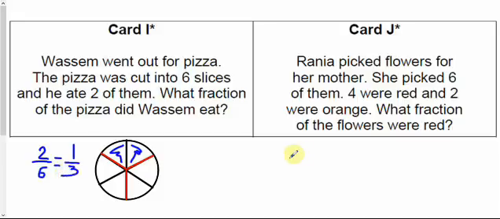And the same with letter J. Rania picked the flowers for her mother. She picked 6 of them, 4 were red and 2 were orange. What fraction of the flowers were red? She picked 6 flowers, 4 were red. So they are 4 out of 6. So what is the fraction of 4 out of 6? It will be the same as 2/3.